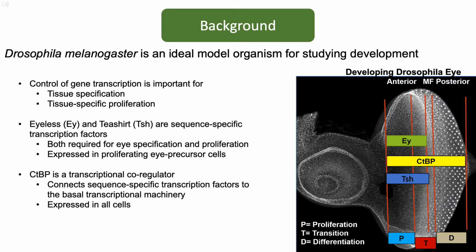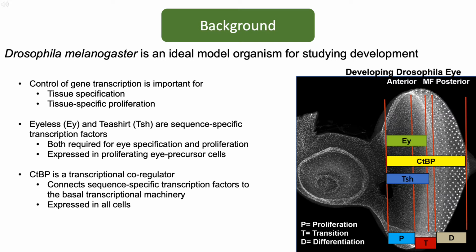And so we know that the regulation of gene transcription plays large roles in development, specifically in tissue specification and tissue-specific proliferation. Now, the way in which these cells are able to control gene transcription is through sequence-specific transcription factors like ILIS and T-shirt, which we're going to look at today. Both of these are required in eye specification and proliferation, but they're only expressed in proliferating eye precursor cells.